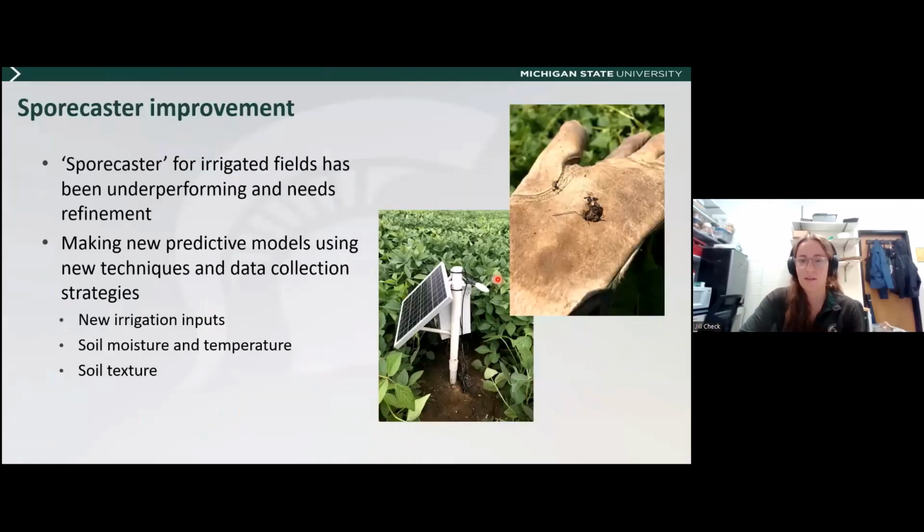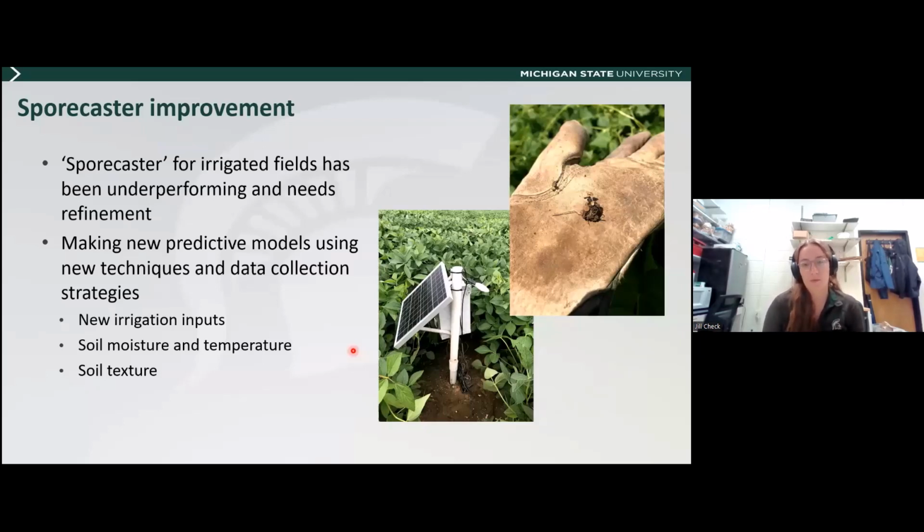Next slide. So what I've been working on with Marty is improving the performance of Sporecaster, specifically for irrigated environments. The original model was developed both for dry land and irrigated environments, but after deploying it, we've been monitoring its performance and realized its accuracy isn't really within our target range.